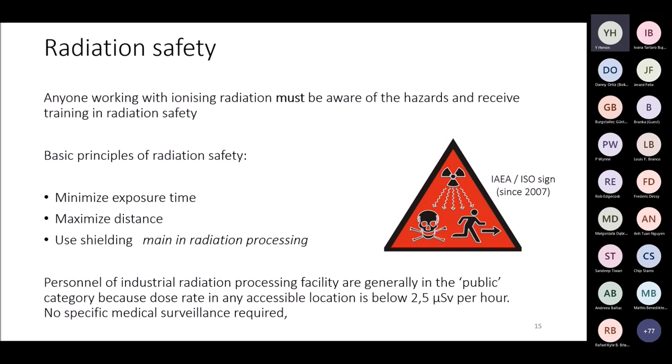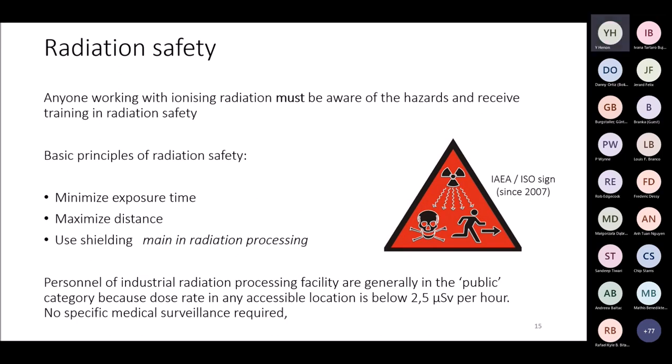So in a gamma facility, and accelerators also, you have a bunker around the source, and when the source is working, you cannot go into it. So shielding would be the main way, with a number of redundant systems to prevent any exposure.